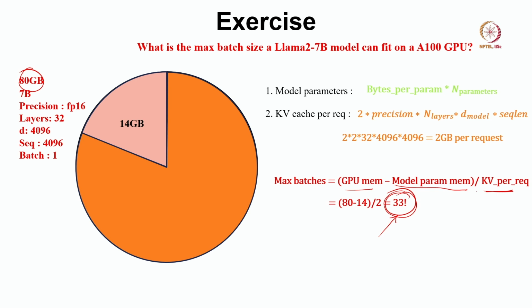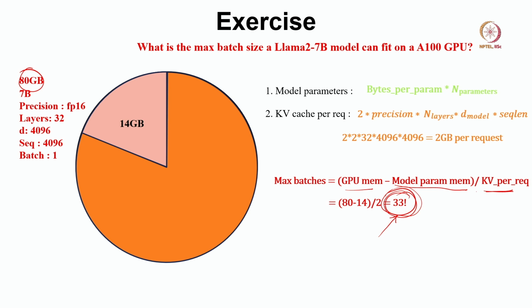That's pretty low, right? We would have thought that these GPUs have a very high amount of compute and memory and can probably sustain thousands of requests at the same time, but no. Each request demands so much memory space that the GPU can sustain only 33 requests, and that number is very low.